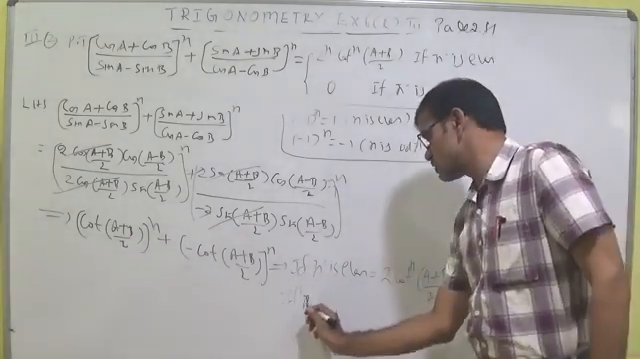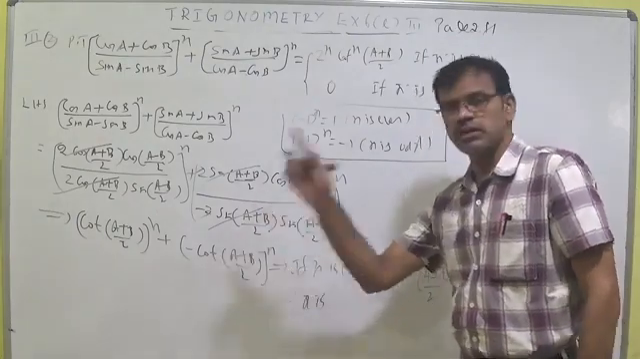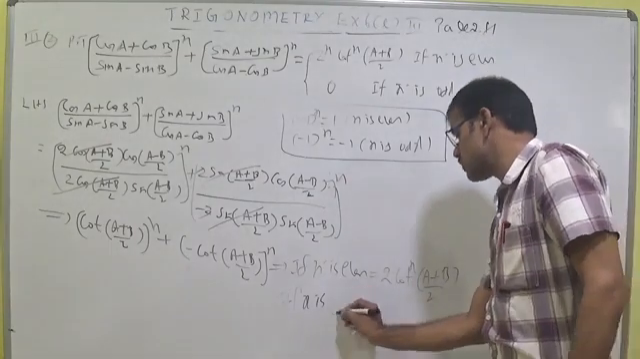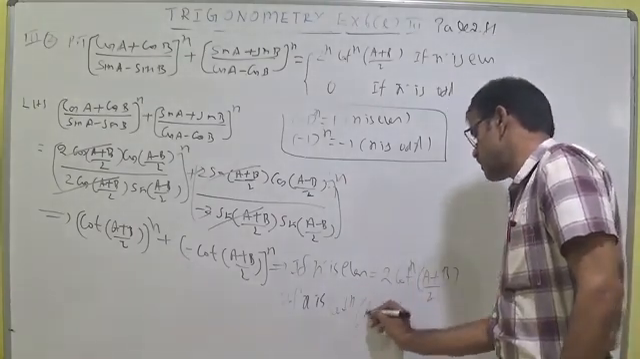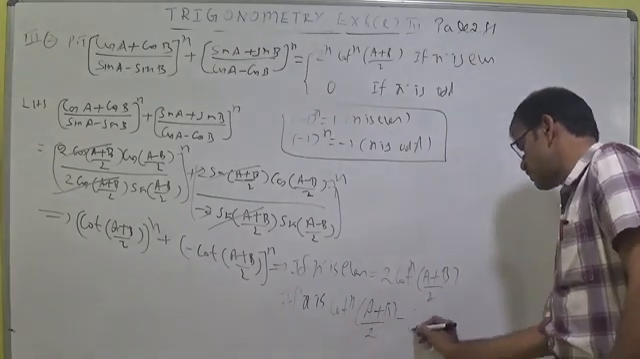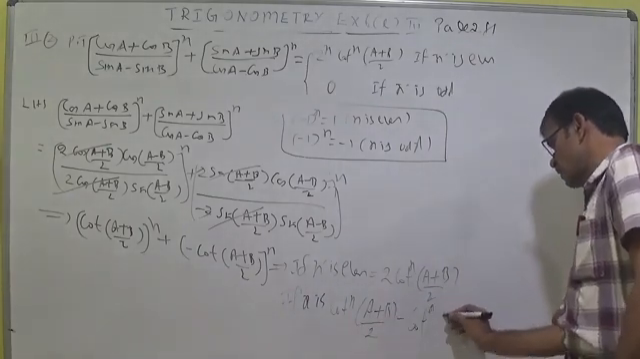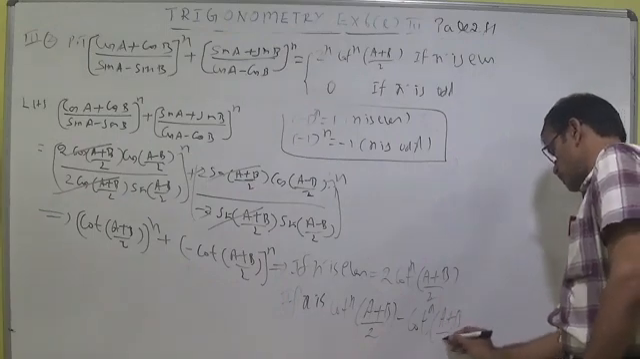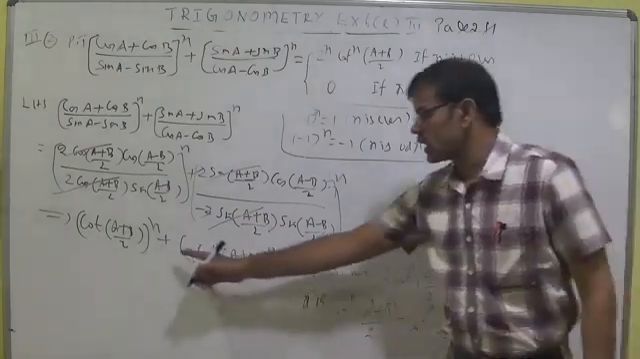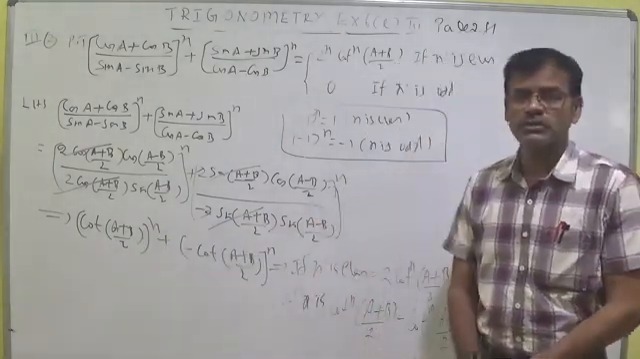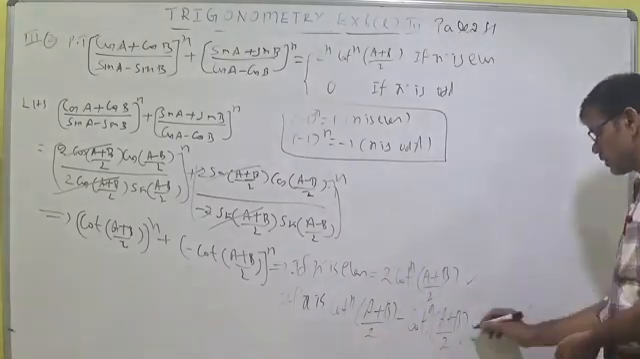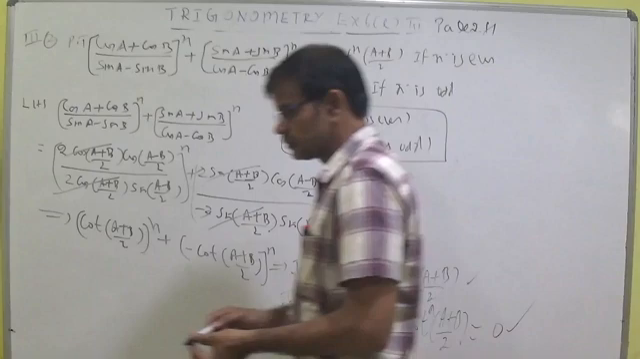If n is odd, I said here that minus stays minus only. So cot power n of (A plus B) by 2 minus cot power n of (A plus B) by 2 will get cancelled. You will get the answer as 0. So if n is odd, the value is 0. If n is even, this can be understood as cot power n of (A plus B) by 2 plus cot power n of (A plus B) by 2, that is equal to 2 cot power n of (A plus B) by 2. This is the sum.